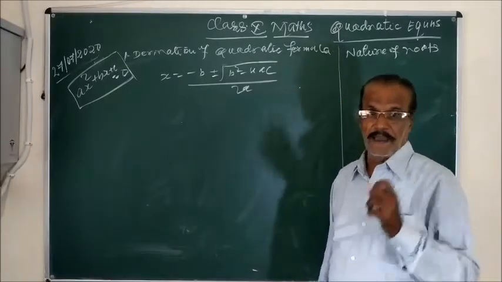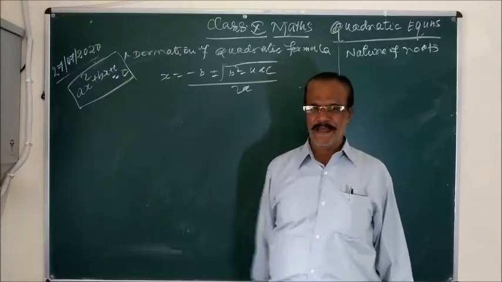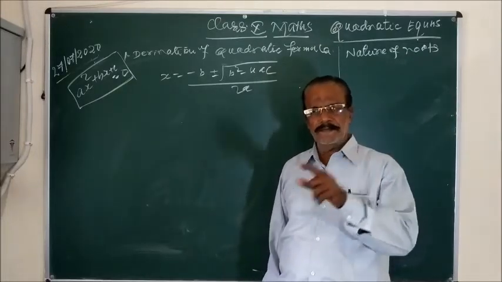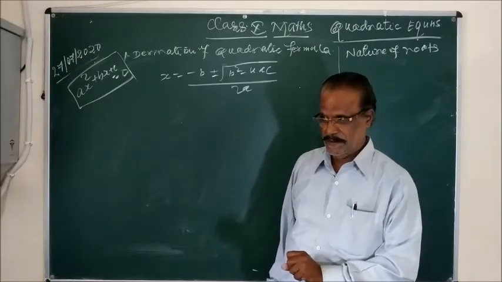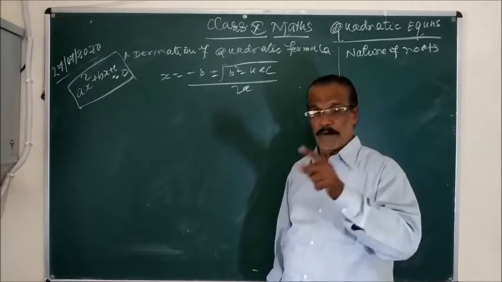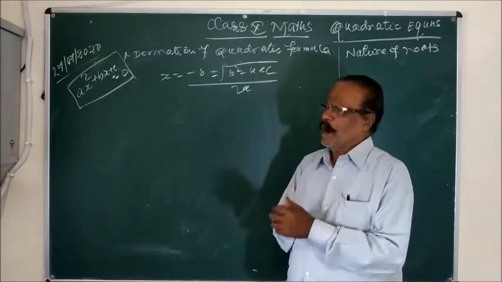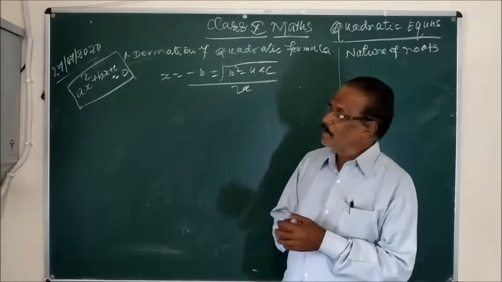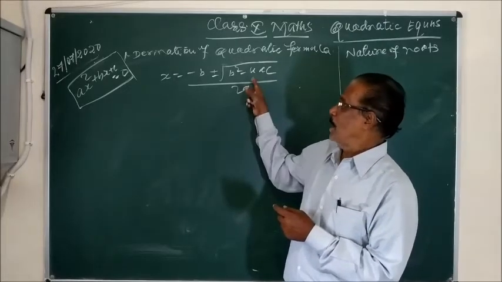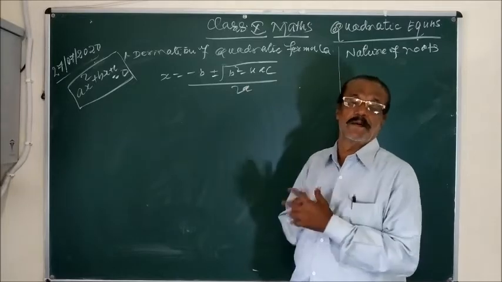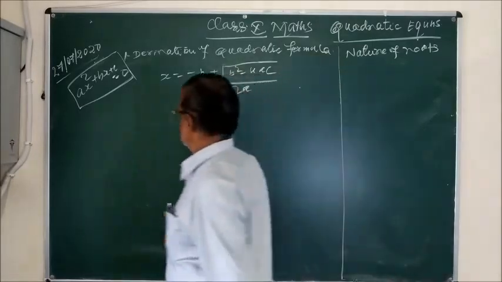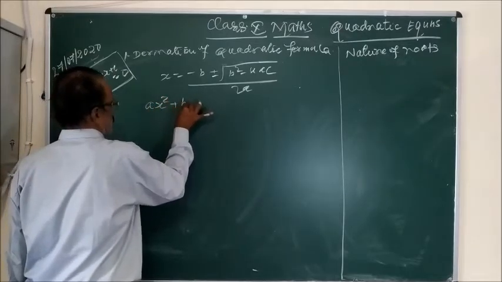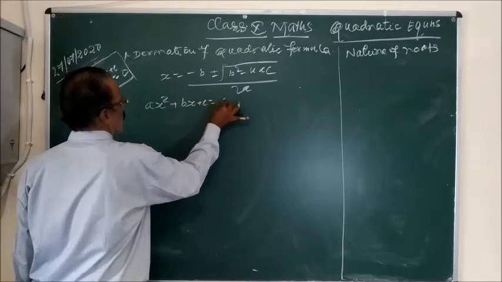Or simply, if I ask you to solve this equation where x is the variable and a, b and c are real numbers, and also a is not equal to 0, how will you find the solution of this equation, or how will you derive this formula? How did you get this formula? So you see, the general form is ax squared plus bx plus c is equal to 0.